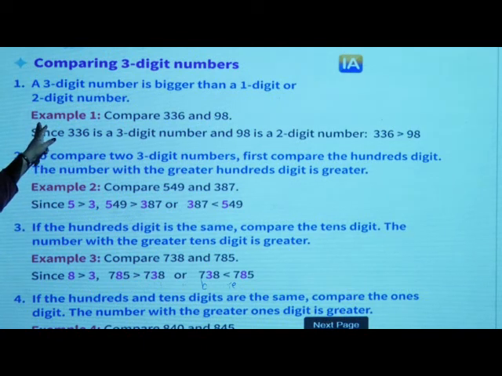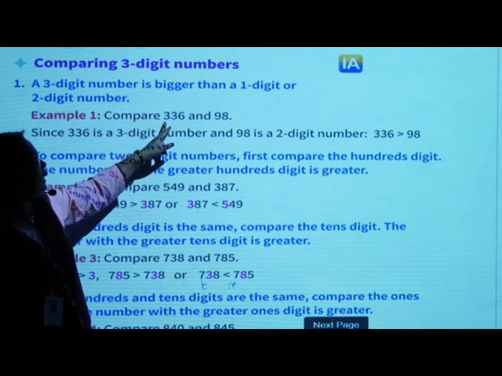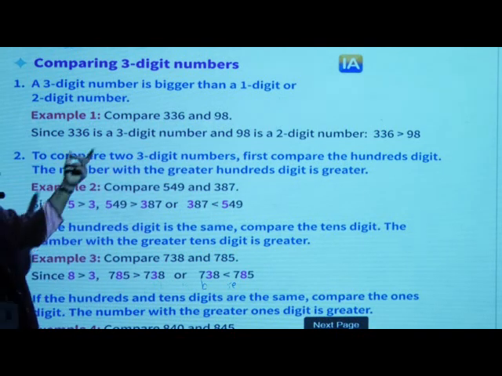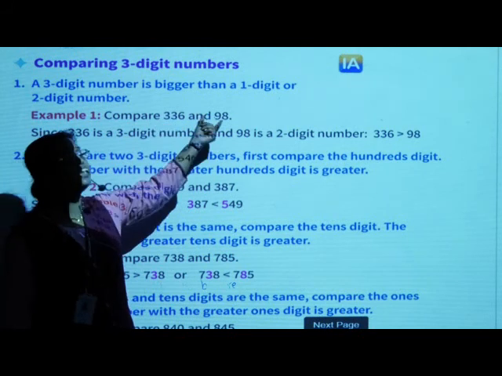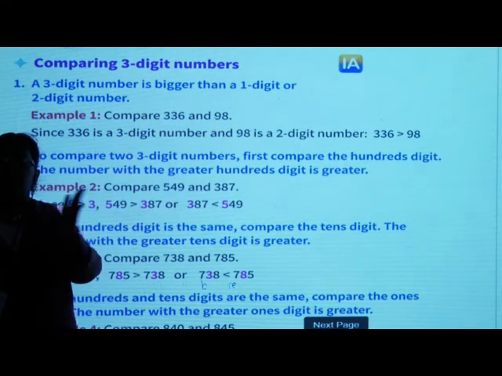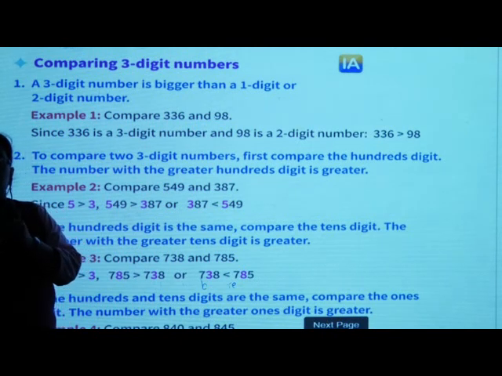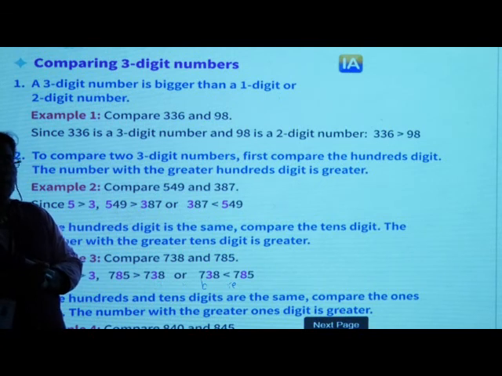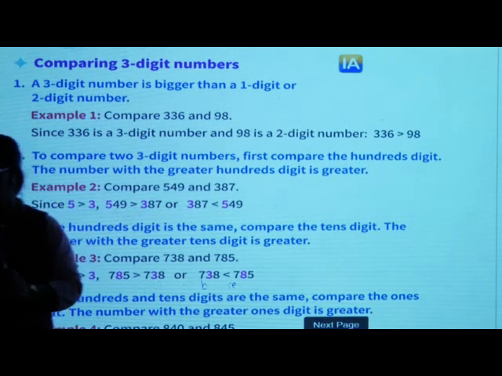For example, compare 336 and 98. Now you want to do a comparison of 336 and 98. What is this comparison? We are comparing both the numbers, which number is less and which number is more. So for example, you can see here.